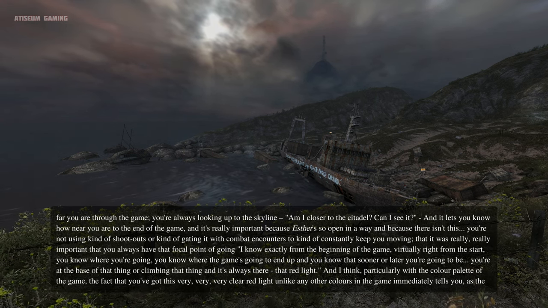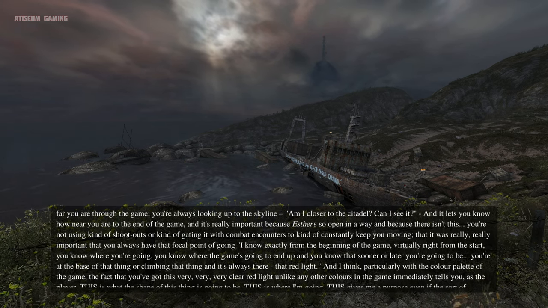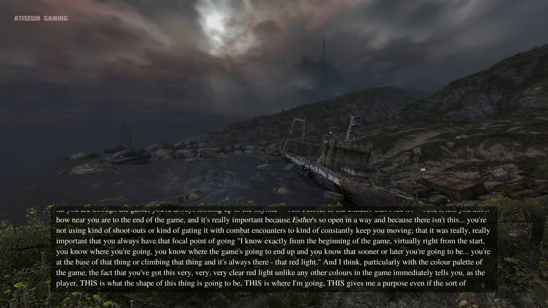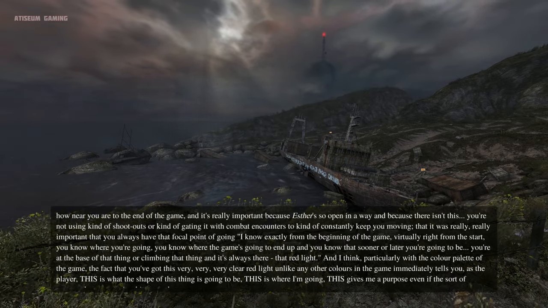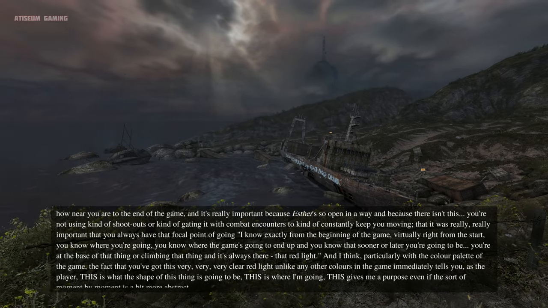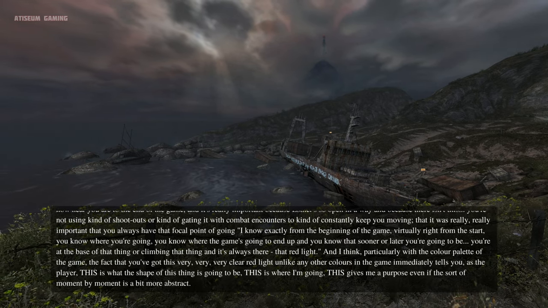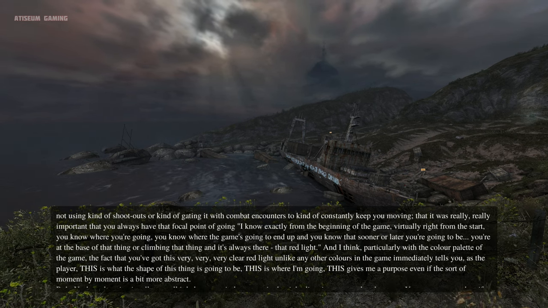It was really important because Esther's so open, and you're not using shootouts or gating it with combat encounters to constantly keep you moving. It was really important that you always had that focal point. Virtually right from the start, you know where you're going, you know where the game's going to end up, and that sooner or later you're going to be either at the base of that thing or climbing that thing. And it's always there, that red light.